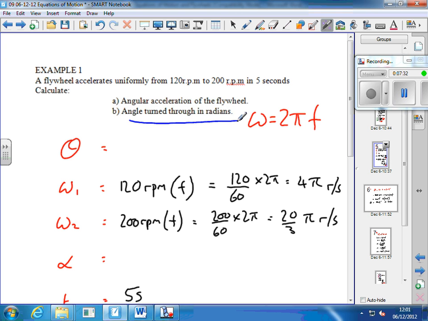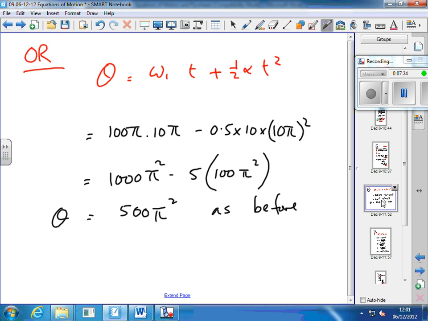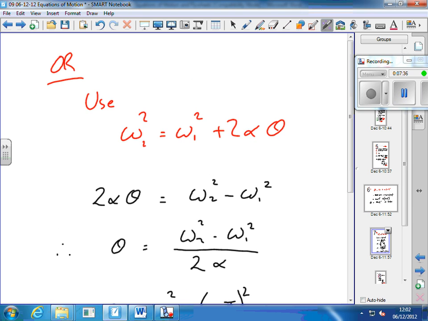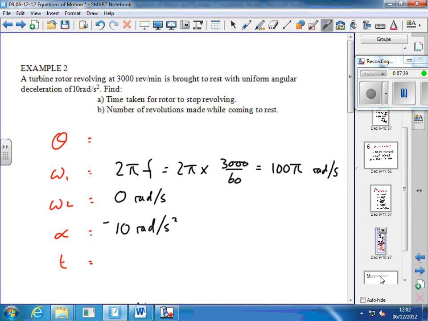Oh, sorry, that's the wrong example, isn't it? It's example 2. Oh, no. It was that first. It was this one, wasn't it? Yeah. We could have found the number of revolutions made while coming to rest without having to find the time. So we could have done B before A.